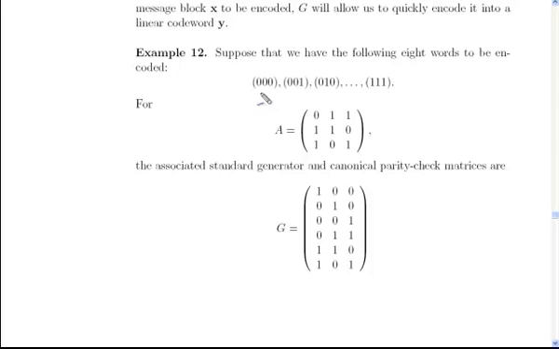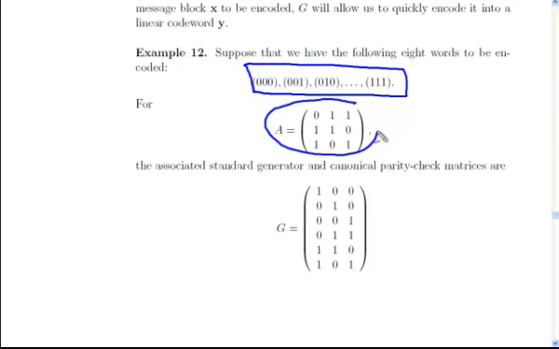Suppose we have 8 words to be encoded. These are all of the 3-digit binary words. There's 8 of them. Now he's taking this matrix A. This is the leading matrix in the canonical parity check matrix. Now how would I form a parity check matrix out of this? This is 3 by 3.